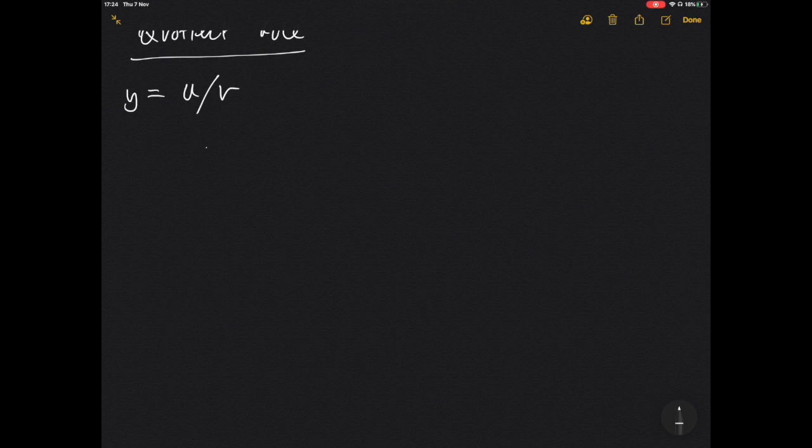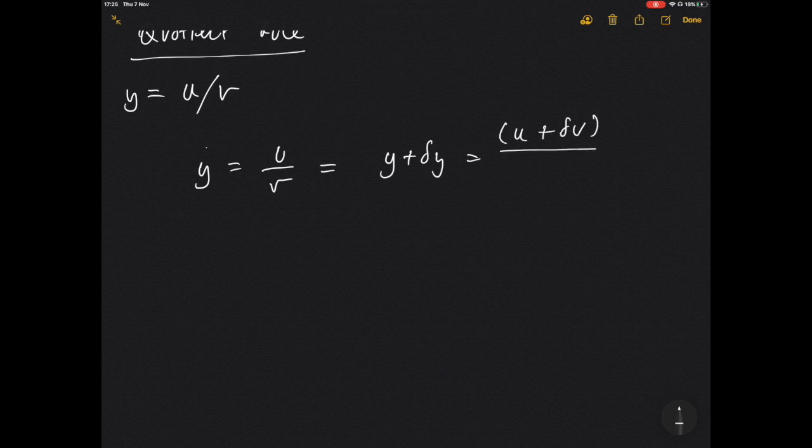are both functions of x, a small increase in delta x causes a small increase in u and a small increase in v. So again, we have the same argument as what we had earlier. So if we had y equals u over v, we can say that's the same as maybe we increase y a little bit. So we have y plus delta y, which equals u plus delta u all over v plus delta v.